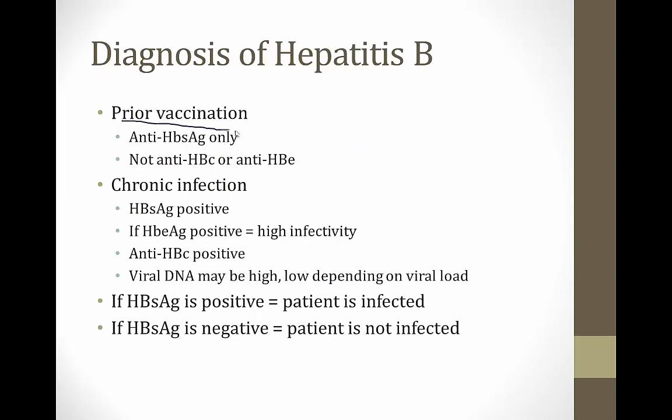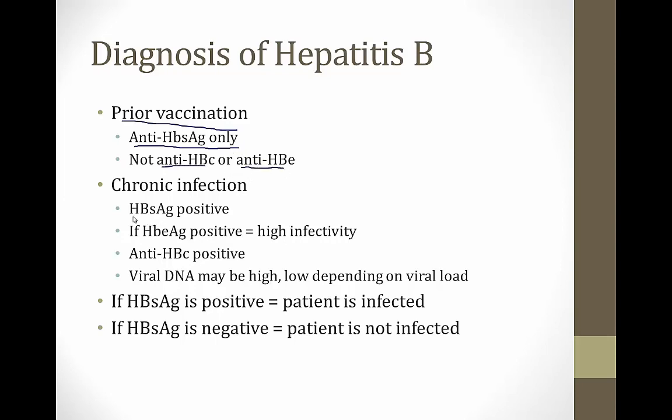If patients have had a prior vaccination, they will be positive for the antibodies to hepatitis B surface antigen only. Remember that the vaccine is recombinant Hep B surface antigen, so they will have antibodies to this in their plasma. Importantly, though, they won't have any other antibodies present. No antibodies to the Hep B core and no antibodies to the Hep B E antigen.